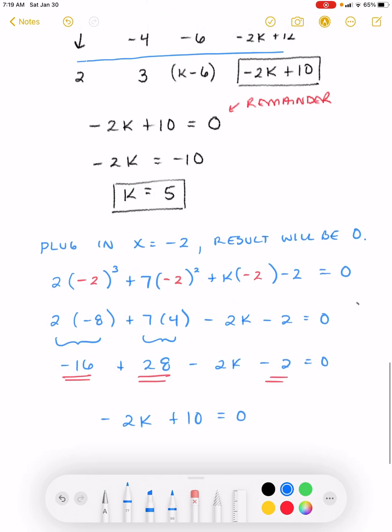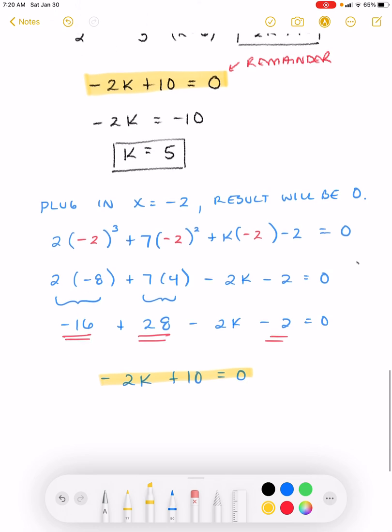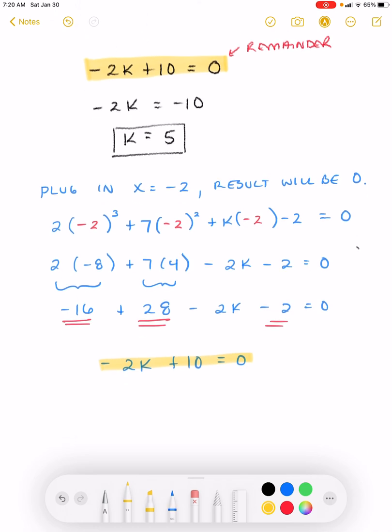What's really interesting is that this equation is the same as this equation right here, and that's another way to prove this remainder theorem. So regardless, let's go ahead and solve. We get negative 2k equals negative 10, and then k equals 5.